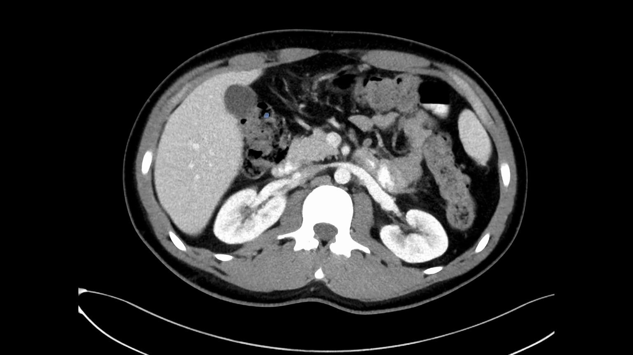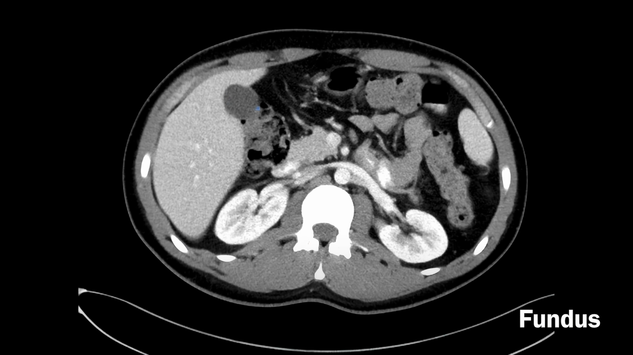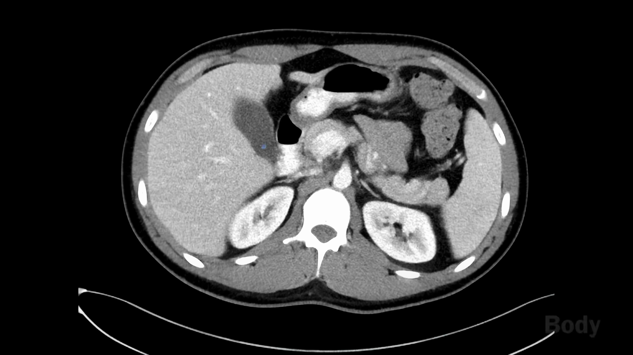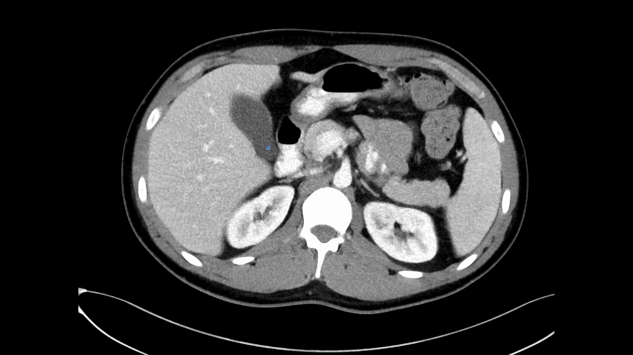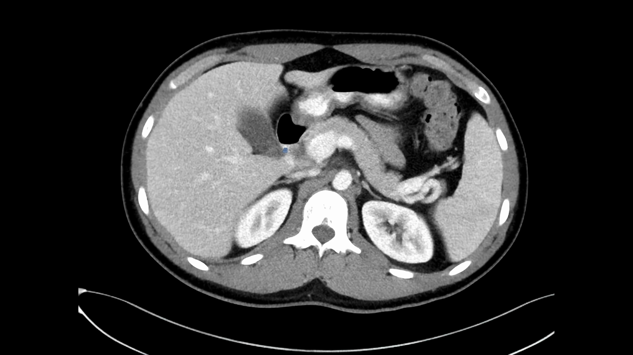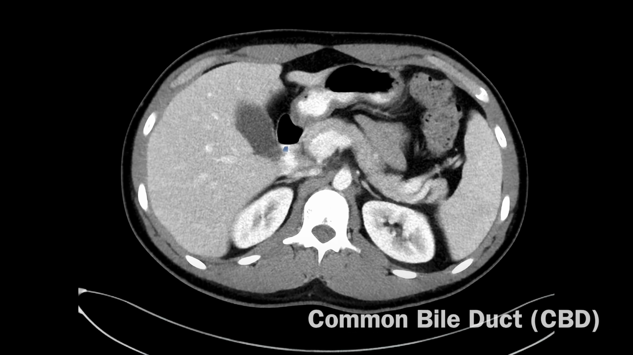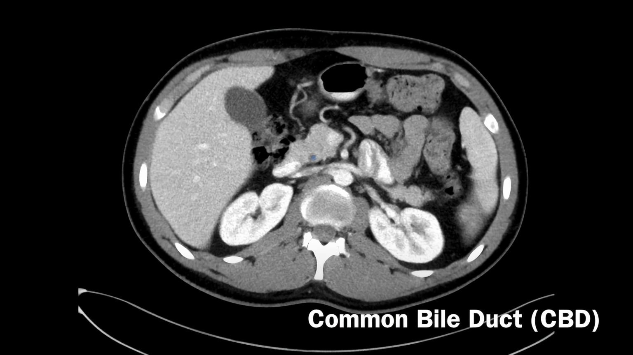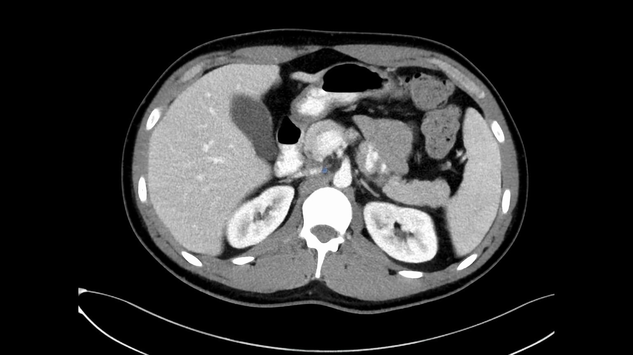Gallbladder is split up into the fundus, the body, and the neck. Oftentimes you have stones at the neck that can obstruct it and cause acute cholecystitis. The neck goes into the cystic duct, which can be difficult to see on normal CTs, and the cystic duct inserts into the common hepatic duct that turns into the common bile duct. And the common bile duct is small but can be seen here.